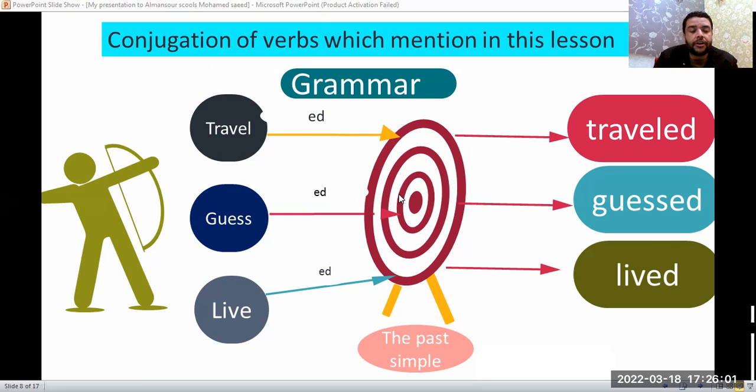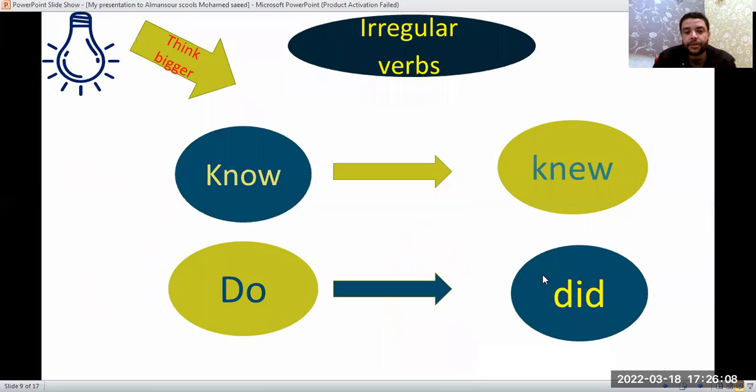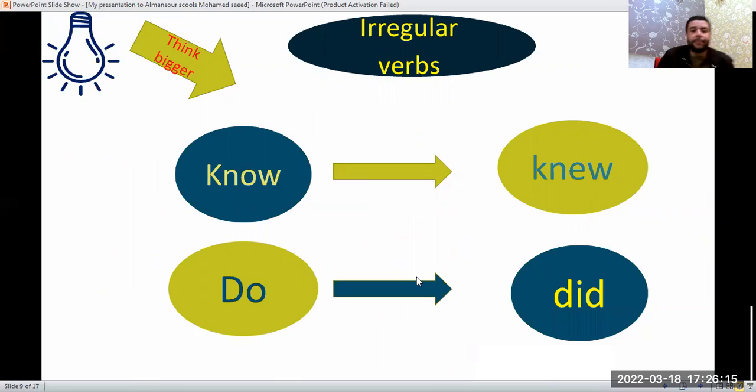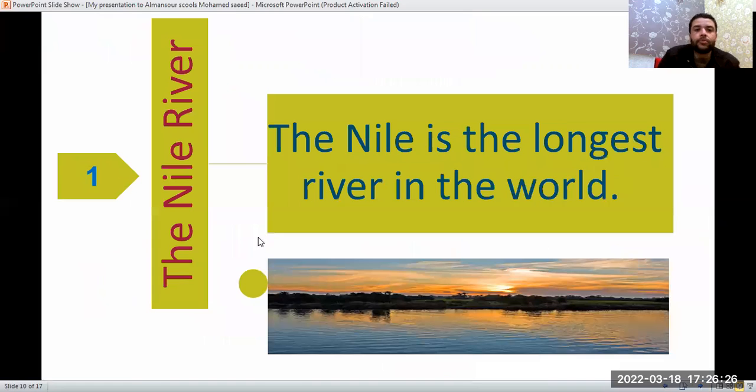These verbs are regular, but we have some irregular verbs, like know, knew. We don't add ed to the verb, but we change the word, like know, knew, do, did. And let's go to some information about the Nile, the river.